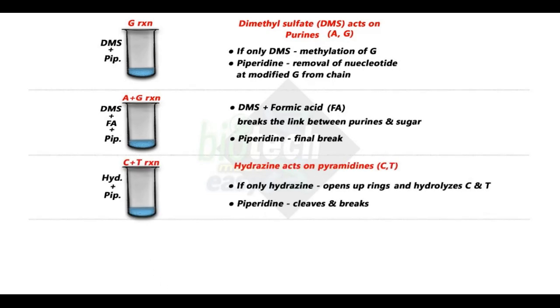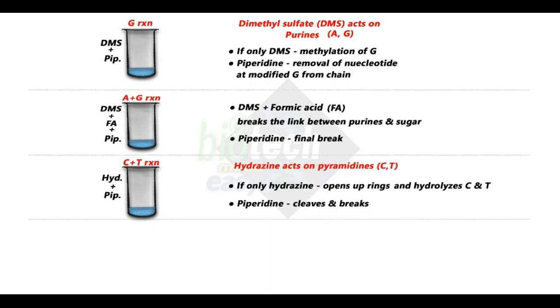Now let's come to the third tube. In the third tube we have used hydrazine and piperidine. Now hydrazine acts on the pyrimidines. So there are two pyrimidines, C and T. So if only hydrazine is added, then what it will do? It will open up the ring and hydrolyze not only C but also T. So both C and T will be hydrolyzed. And then piperidine, as you know, will cleave and break the chain.